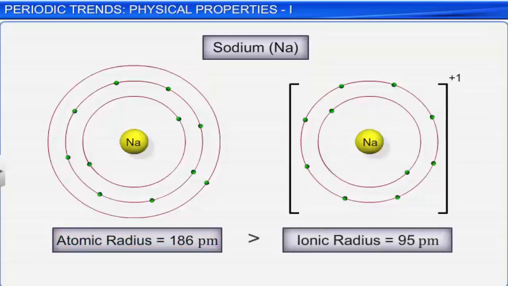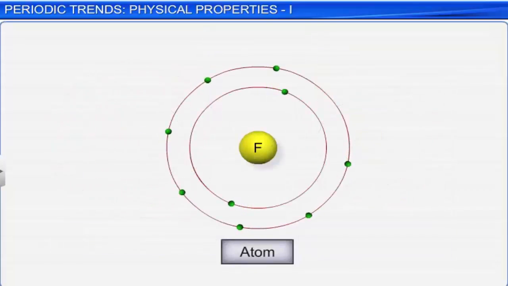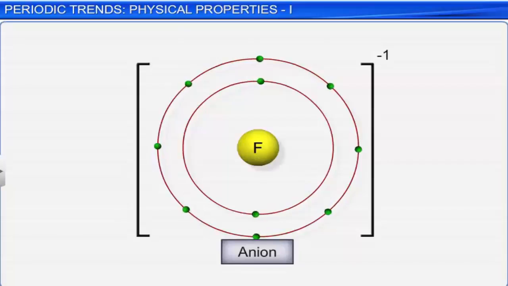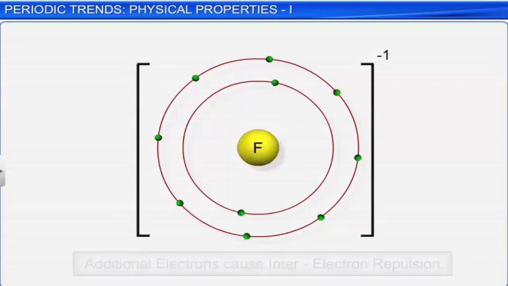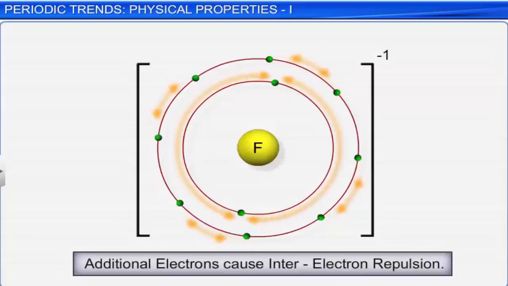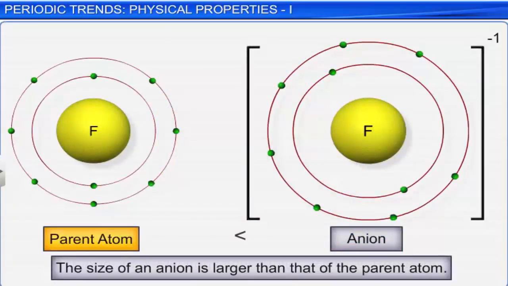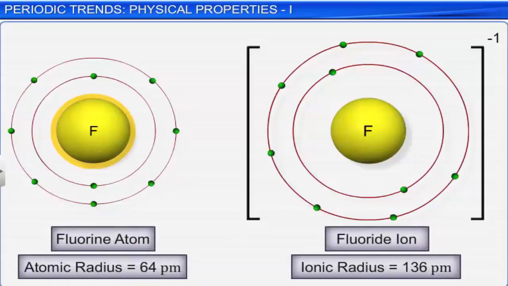Similarly, when a parent atom gains an electron, it forms a negative ion or an anion. The addition of one or more electrons results in an increased magnitude of inter-electronic repulsions among the electrons and a decrease in the effective nuclear charges. Therefore, the size of an anion is larger than that of the parent atom. The atomic radius of fluorine, F, is only 64 picometers, whereas the ionic radius of fluoride ion F- is 136 picometers. Clearly, the variation between the atomic and ionic radius depends on the effective nuclear charge.